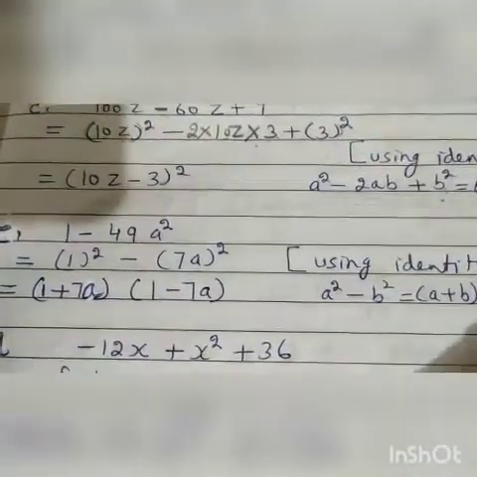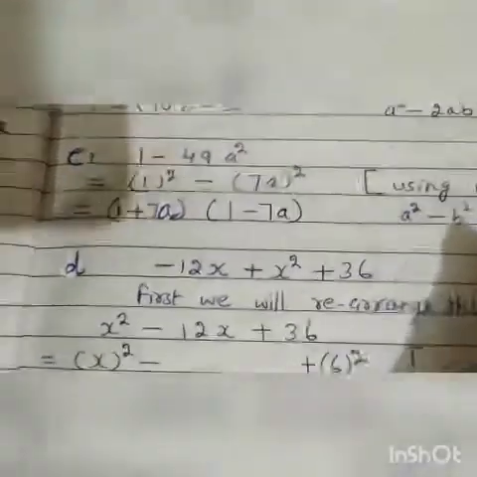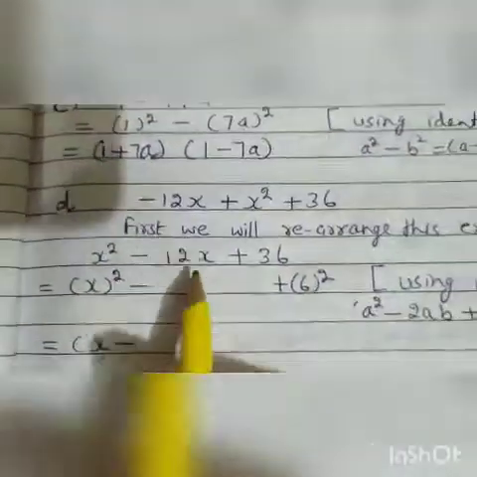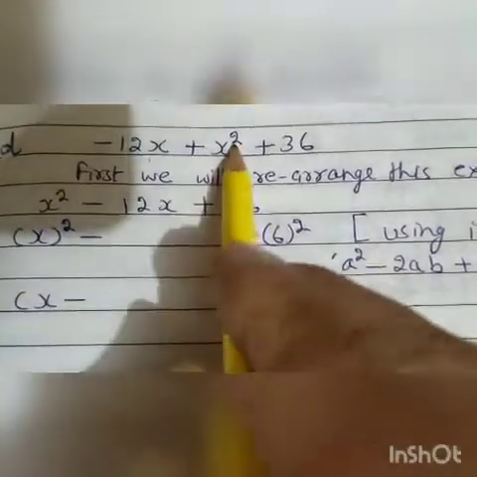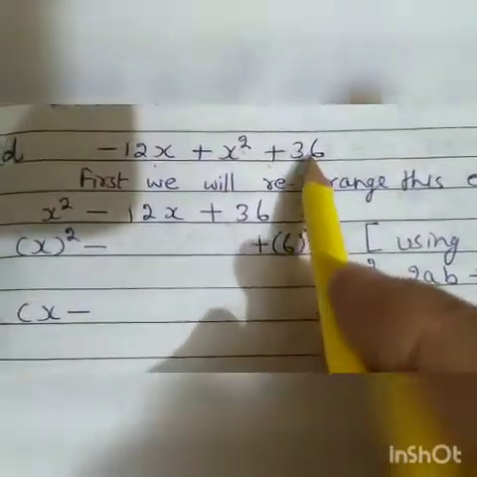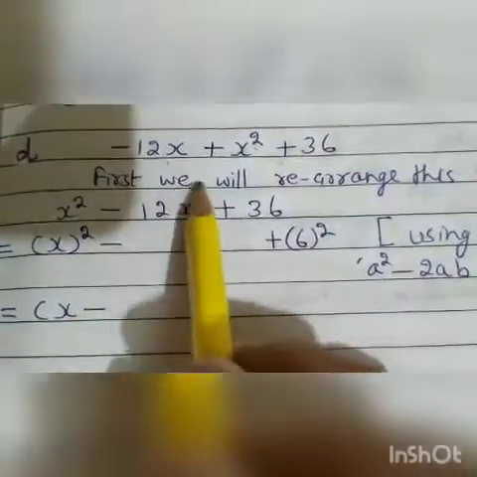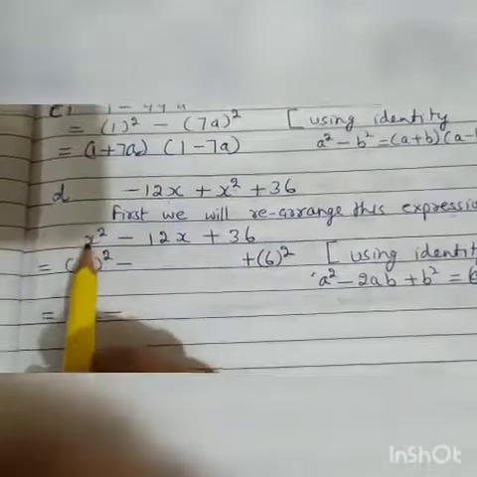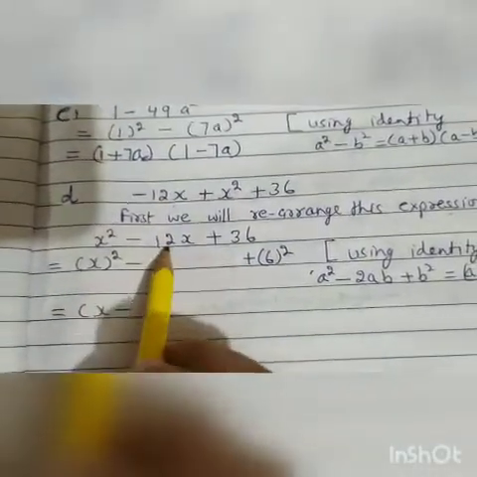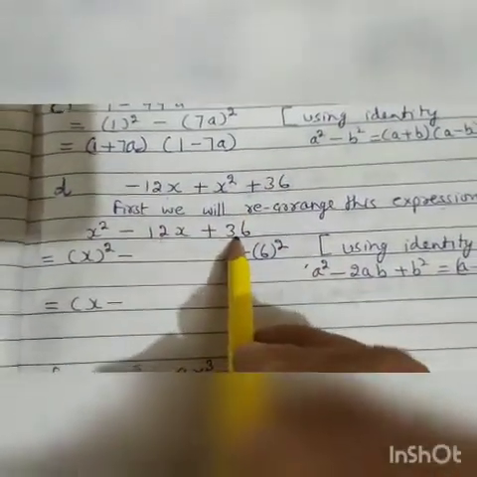Is it clear? Now come to part D. See, this is part D: minus 12x plus x square plus 36. Again, first we will rearrange this expression. First we are writing x square, then minus 12x, then plus 36.